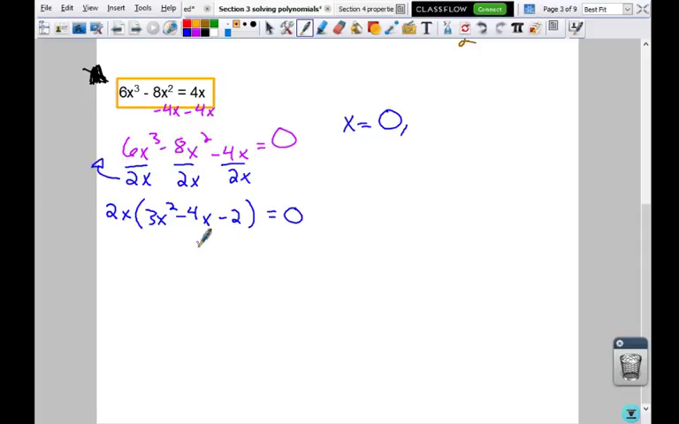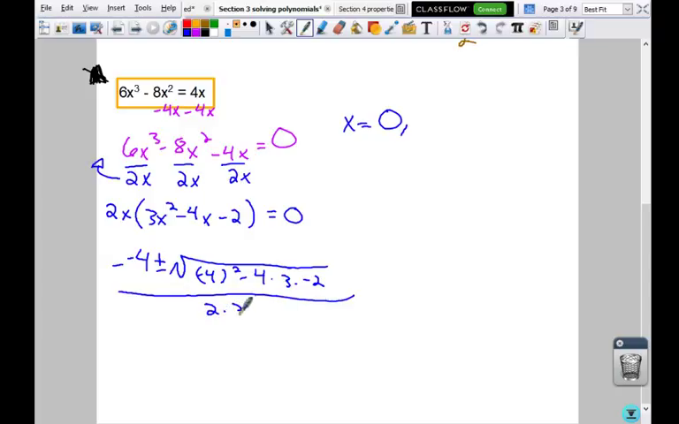But I still gotta find these middle ones. How am I gonna do that? Quadratic formula. Yep. So we're gonna go negative 4 plus or minus square root of negative 4 squared minus 4 times 3 times negative 2. And the whole thing is divided by 2 times 3. Alright, I'm gonna keep going through. What's negative 4? Positive 4. Okay. Plus or minus square root. What's the negative 4 squared?